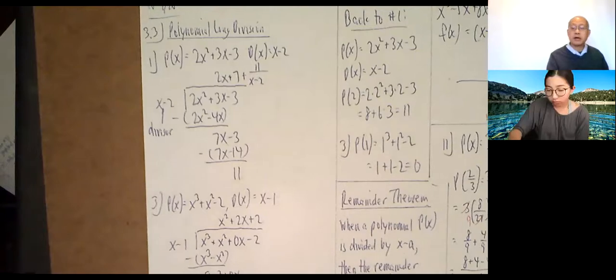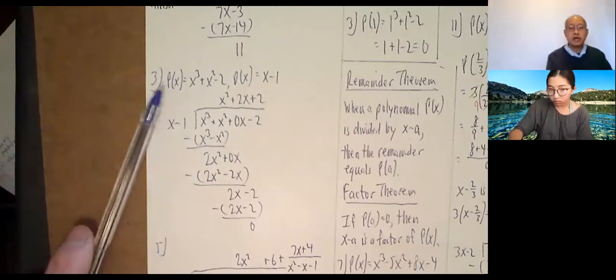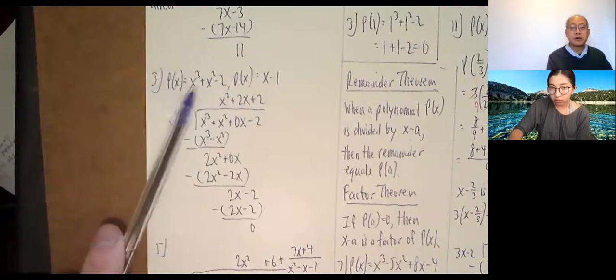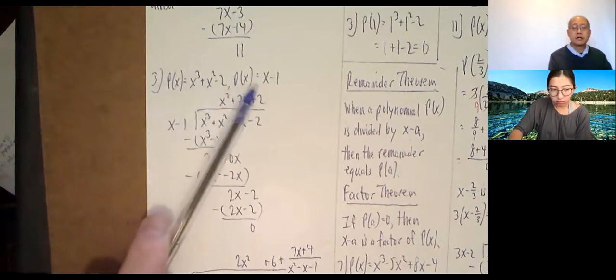Okay, I'll show you a couple more, and then maybe that's about it. Number 3. P of x is x cubed plus x squared minus 2. The divisor is x minus 1.